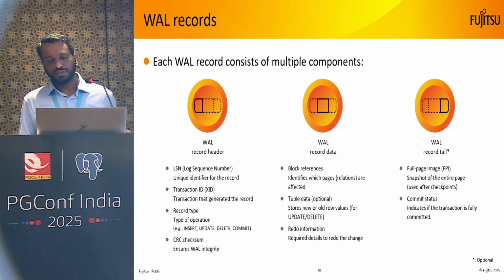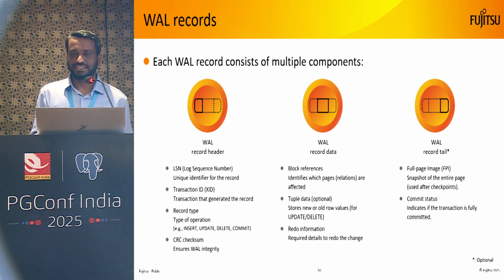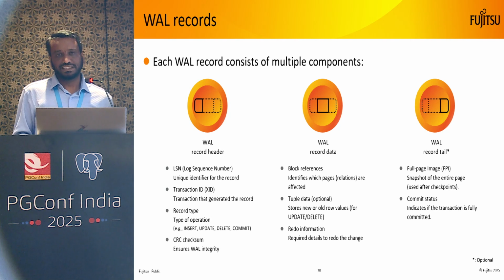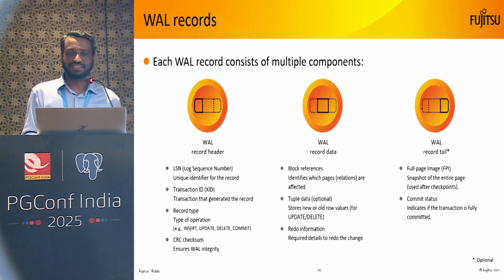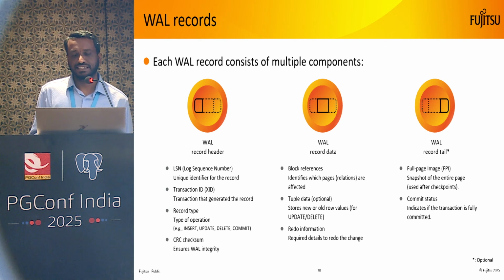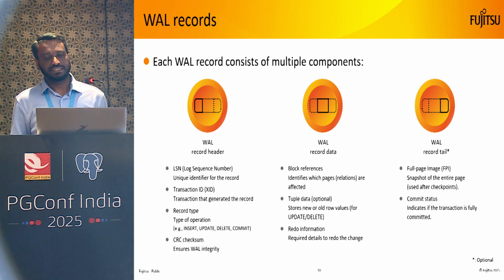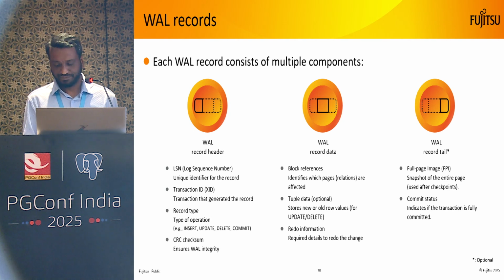And then in the WAL record we will store information about which table's location, and what is the tuple data that is present. And we will have the redo information. So this is a way to generate the data back again using the WAL contents. And in the WAL record tail we will have full page image. So this is mainly used for the first modification after the checkpoint. And we also maintain the commit status, if the transaction is committed or not.